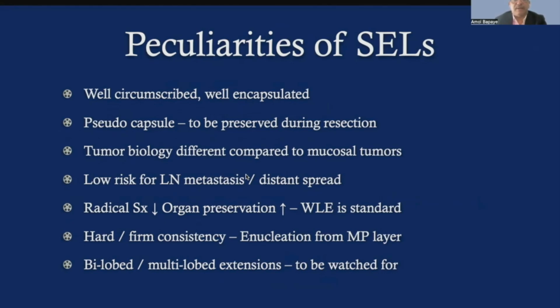Subepithelial lesions have a generally low risk for lymph node metastasis and distant spread, and therefore radical surgery is not recommended and organ preservation is the rule. Many of these lesions can be enucleated, and we of course need to look for multi-lobe extensions to prevent recurrence.